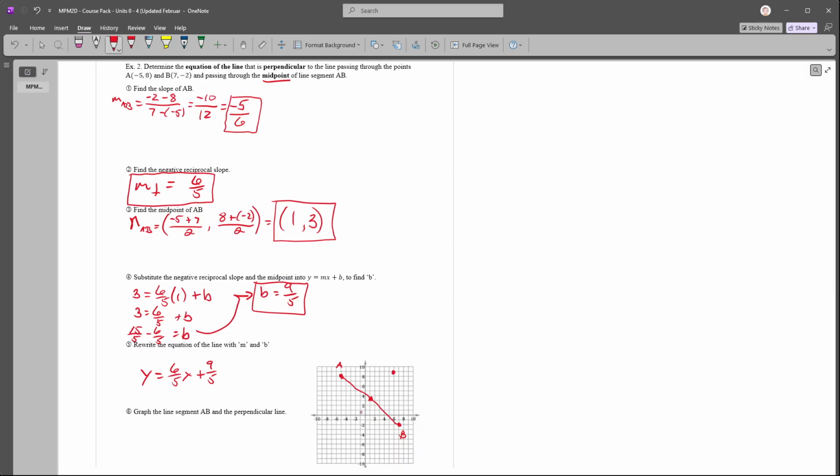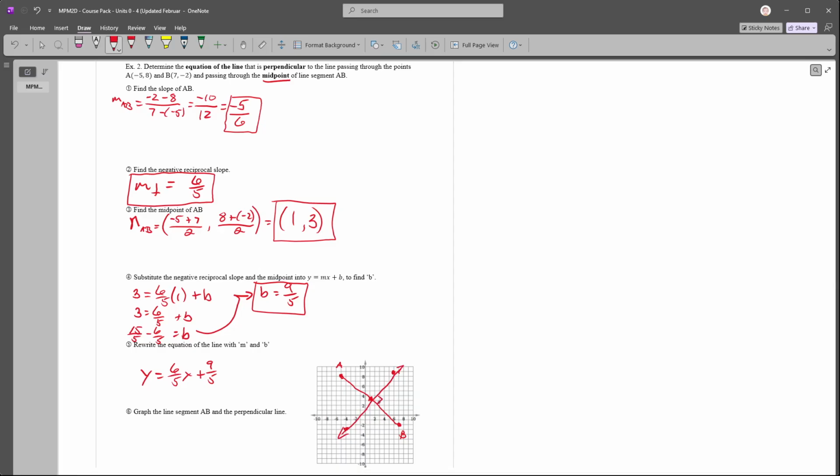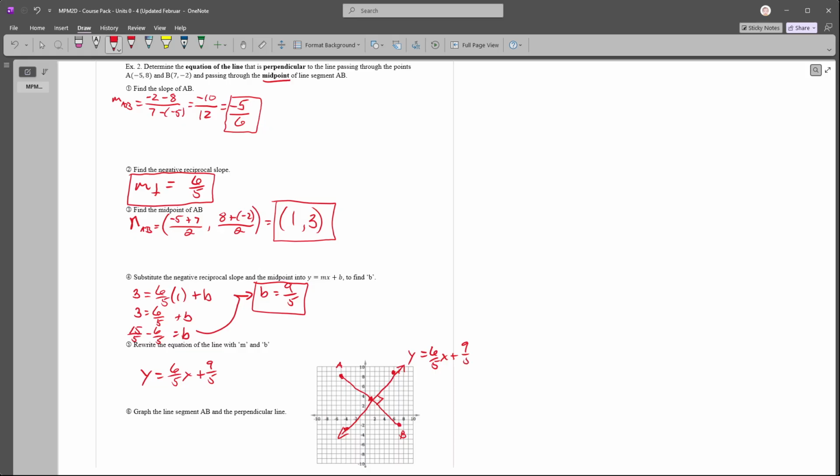So now, we can go down the other way. So that would be down 6. 1, 2, 3. 1, 2, 3. And then over to the left 5, which puts us at -4 right there. So now if we connect these dots, we have our perpendicular line, which is off from AB. We can also label this as y, and we should. y is equal to 6 over 5, x plus 9 over 5. Don't forget to label your axes as well.